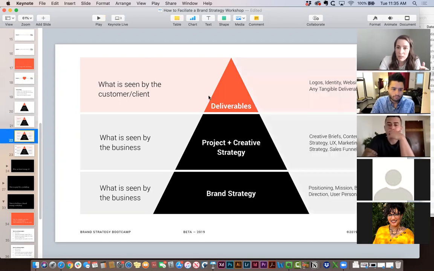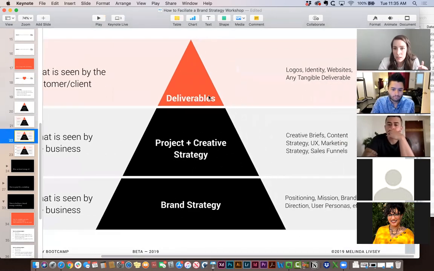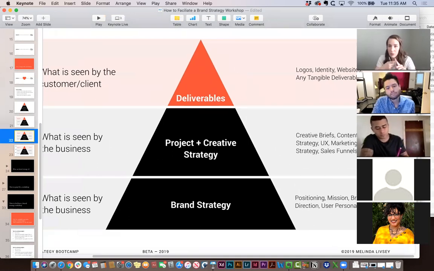And so when we get a little deeper, we can see for deliverables, that's things like logos, identity, websites, any tangible deliverable. For the project and creative strategy, when I refer to that, I think of creative briefs, content strategy, UX, marketing strategy, sales funnels. So anything that's more of the, it's not the foundation, it's the skeleton of everything. So that's not necessarily what the customer may see, but it's the underpinnings. And then when you get deeper, you get to positioning, mission, brand direction, user personas.